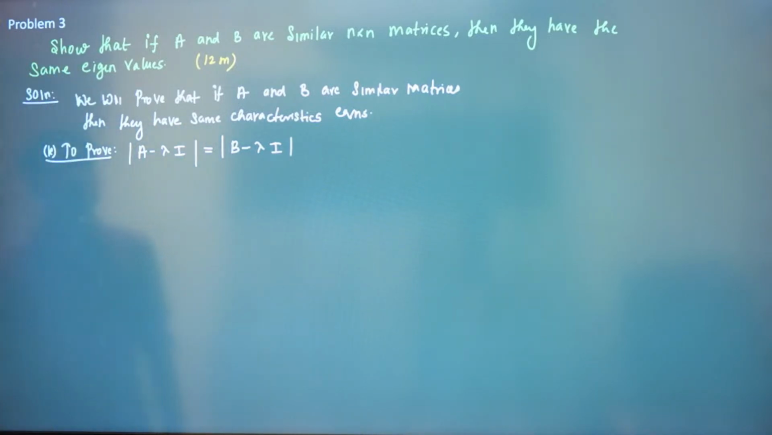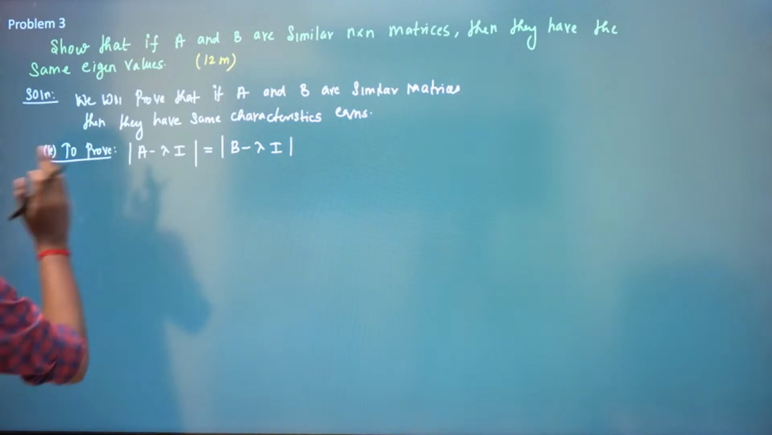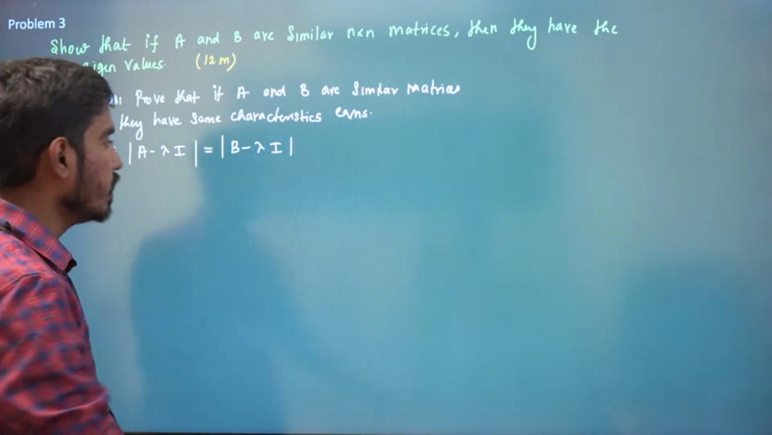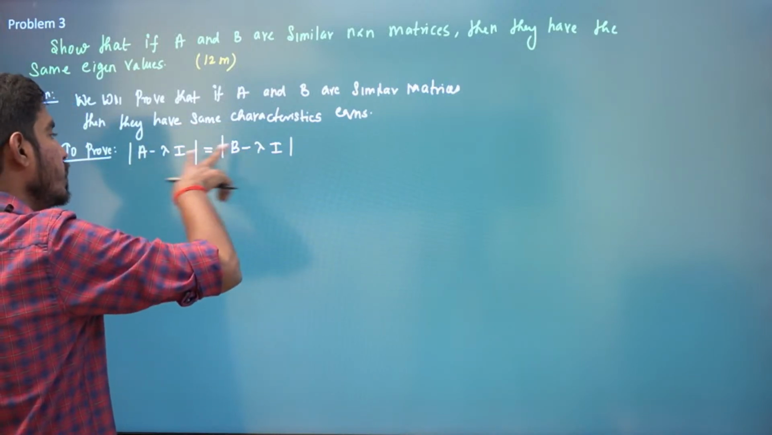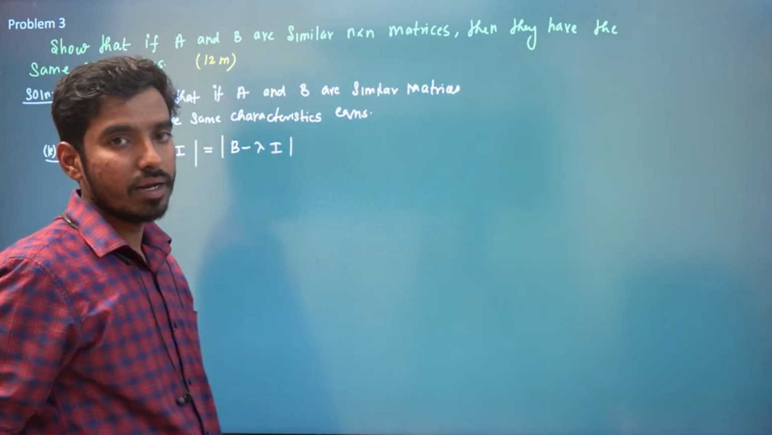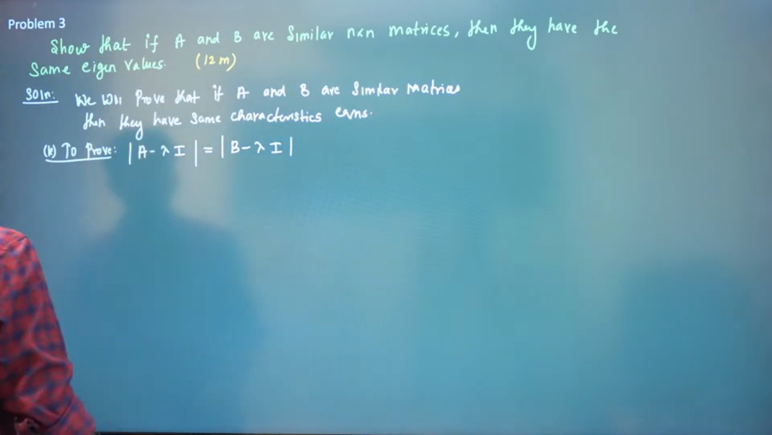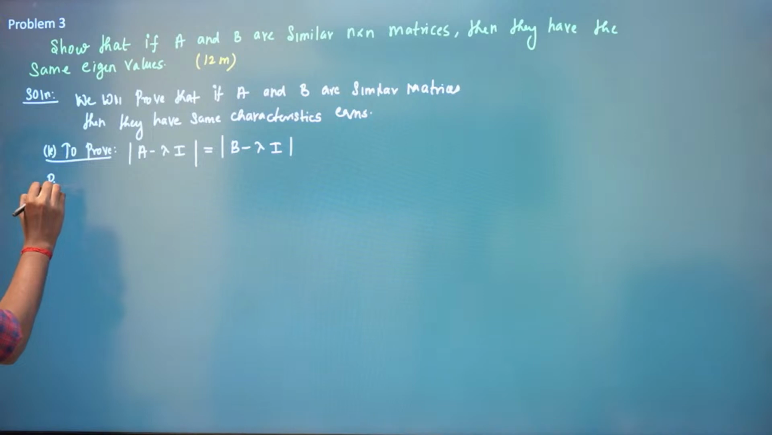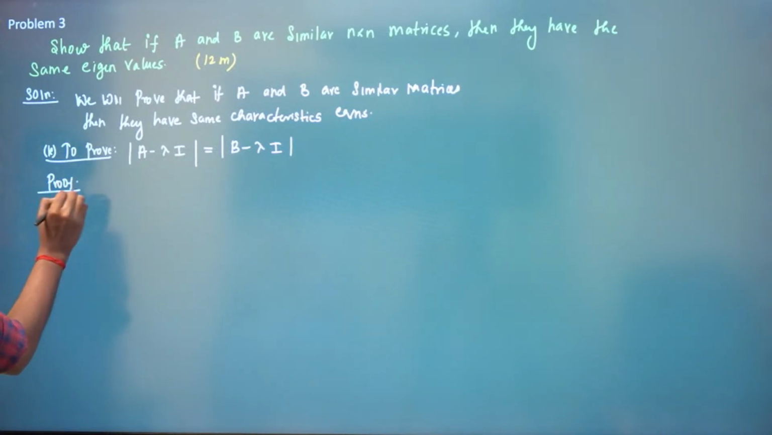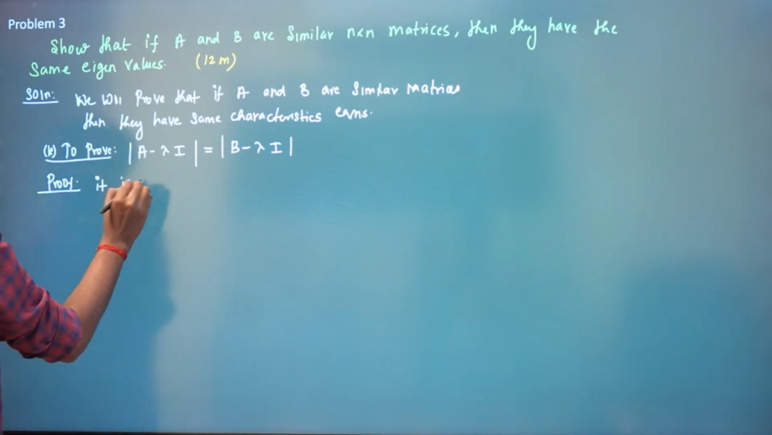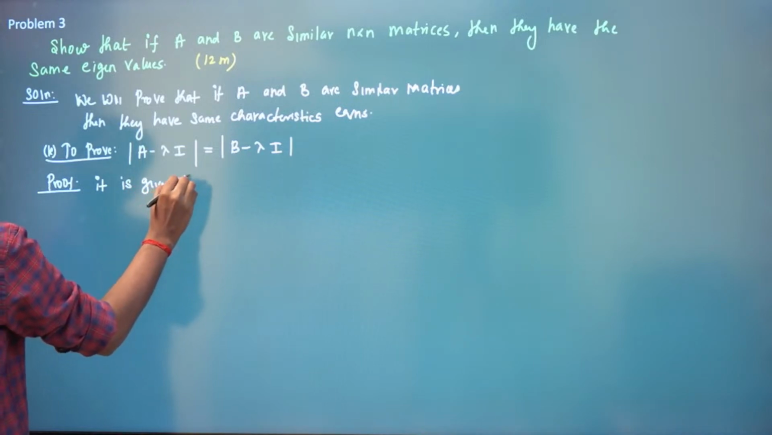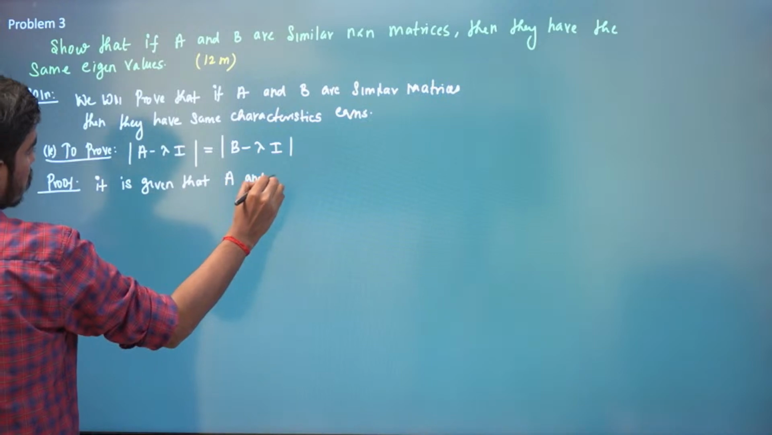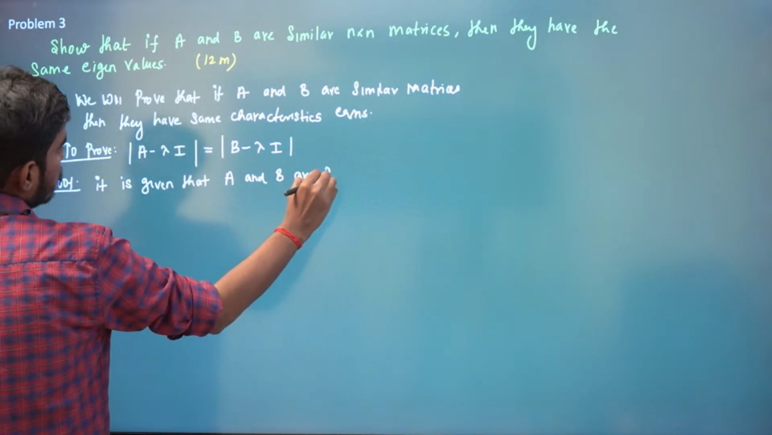Now, we need to prove that the determinant of A minus lambda I is equal to the determinant of B minus lambda I. The first gives the characteristic equation of A, and the second gives the characteristic equation of B, right? Now we will prove this. We'll start the proof. It is given that A and B are similar matrices.